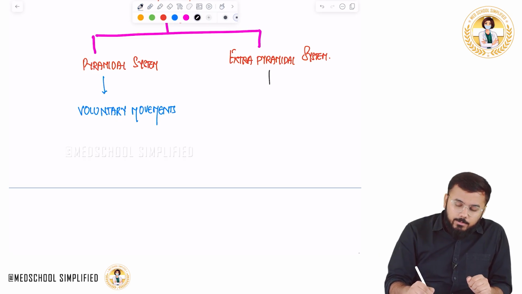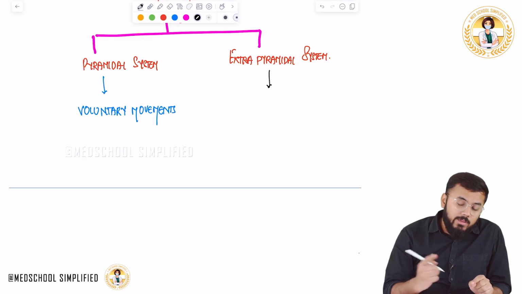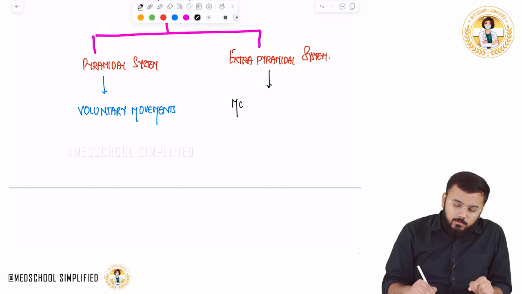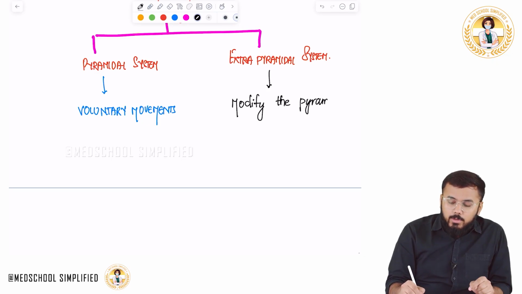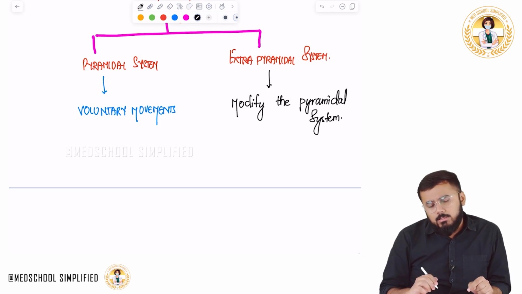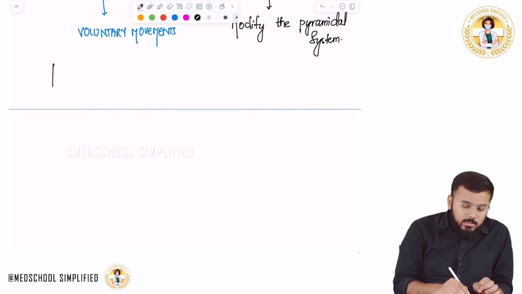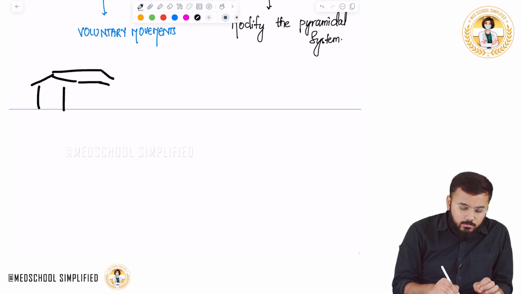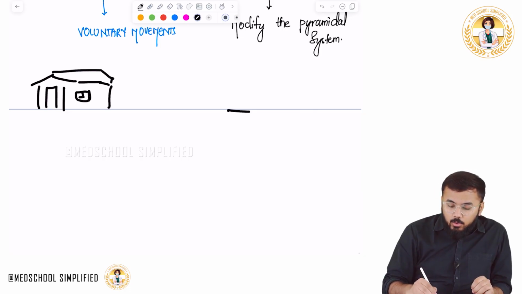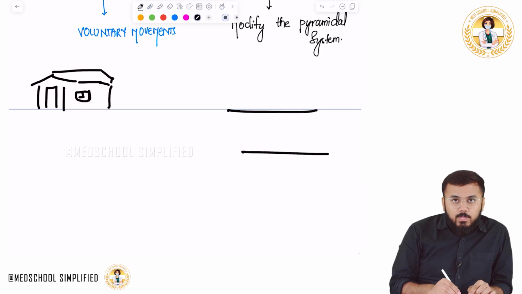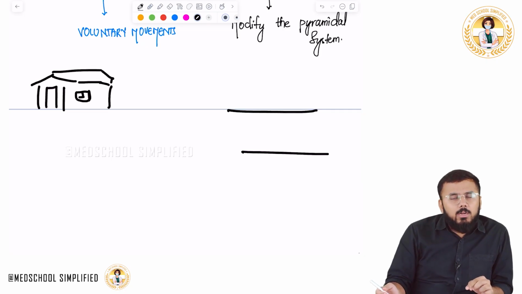Then what is the use of this extrapyramidal system? Extrapyramidal system will modify the pyramidal system. What do you mean by this? For example, let us say that this is your house, and let us say this is the road. From the house to the road, it would take around 1 kilometer, or let us say 2 kilometers.